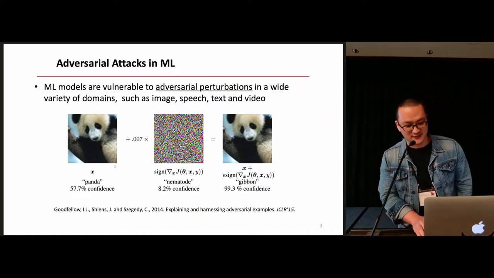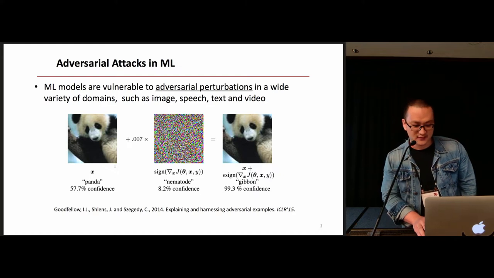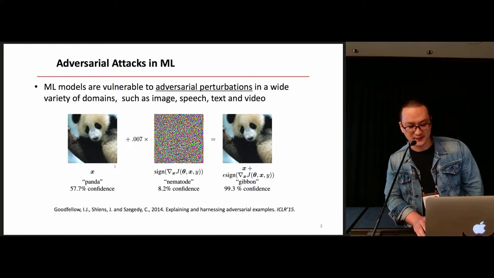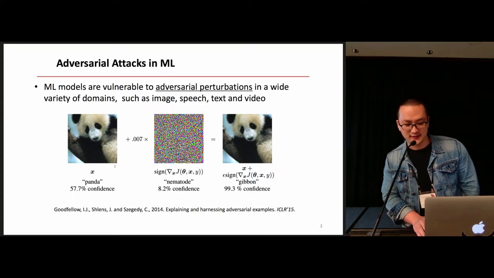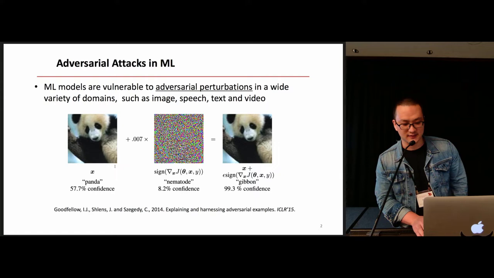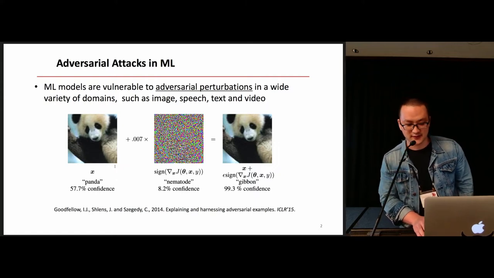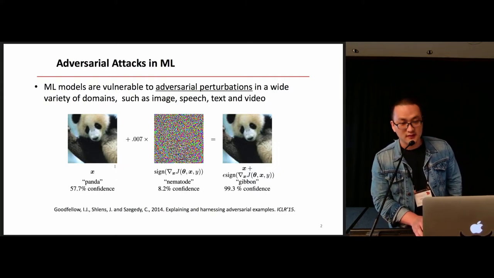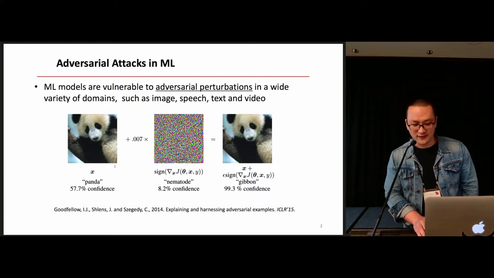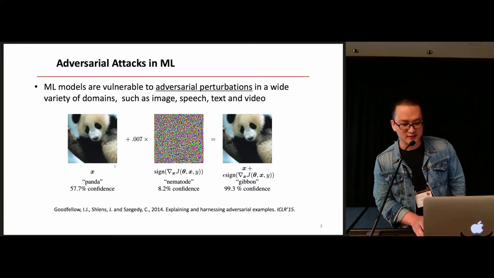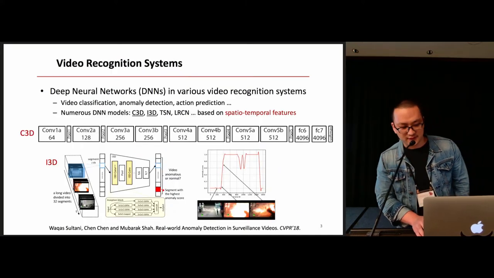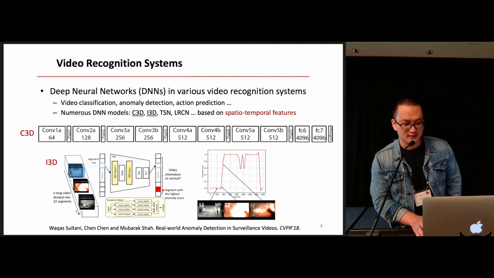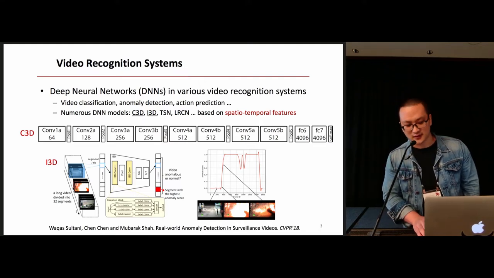Here is a very famous example. Given an image of a panda, if we add a very minor perturbation, which is almost human imperceptible, to this clean image, we can turn this panda into an adversary example, which can be misclassified by the machine learning model as a gibbon with very high confidence. Such adversary attacks have been a very powerful evaluation for revealing machine learning model vulnerabilities in terms of robustness.